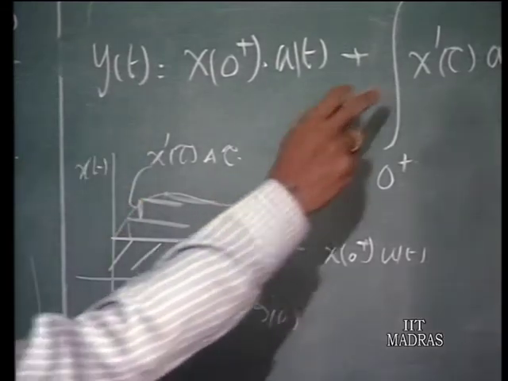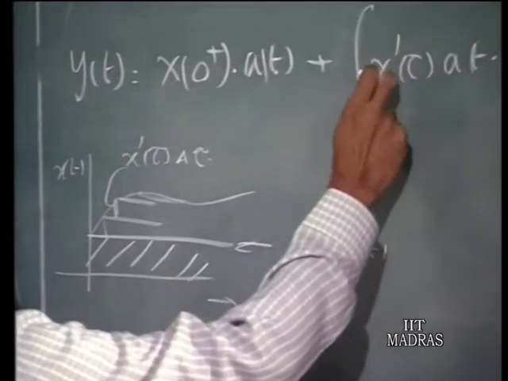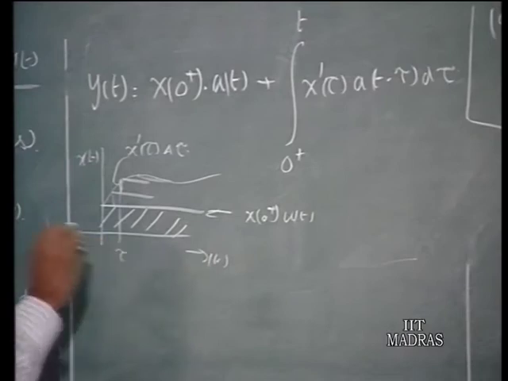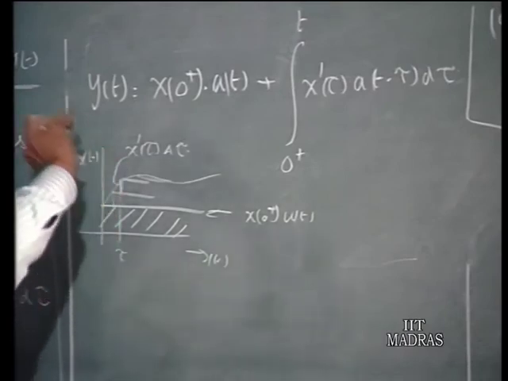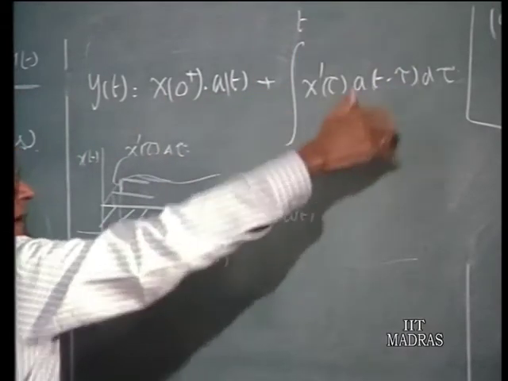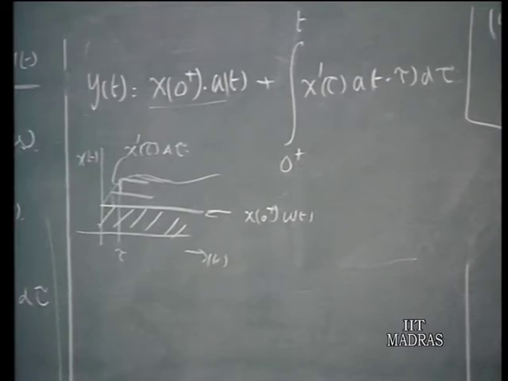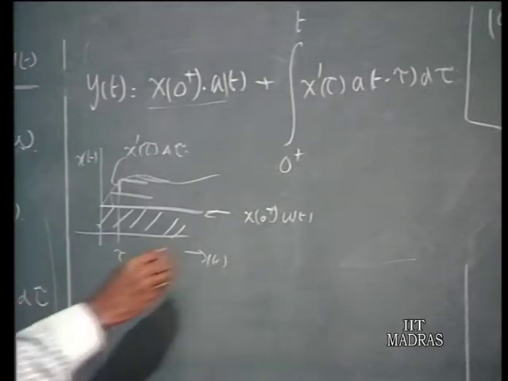So each one of those x prime t delta tau is the height of the step, and that occurs at a point tau. Therefore it brings forth a delayed step response. So the summation of all those things will be represented by this integral, and the response to the initial step is represented by this term. So that is the physical significance of this particular formulation of the output in terms of the initial response.